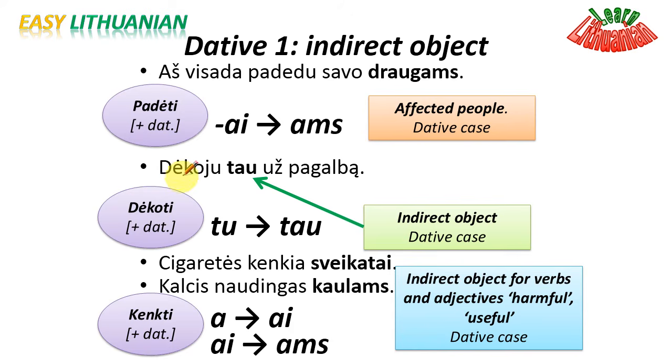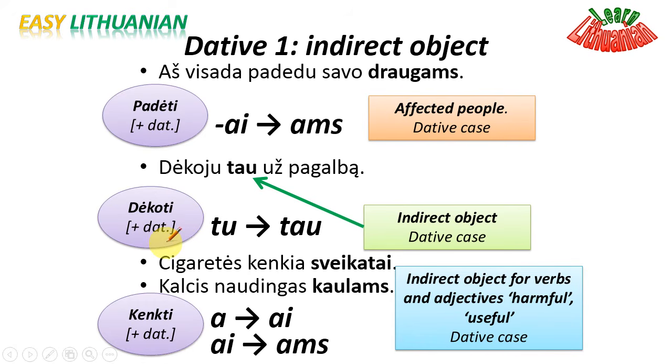And now let's see some more examples. Dėkoju tau už pagalbą. I'm thanking you, it's the literal translation. I'm thanking you, or I thank you, tau, for you, literally. Už pagalbą, for help, for your help. So, I thank you for your help, or thanks for your help. So dėkoju tau means I thank you. Again, it's the case because dėkoti is always used with dative case. So when you're learning new verbs, remember what cases they are used with.